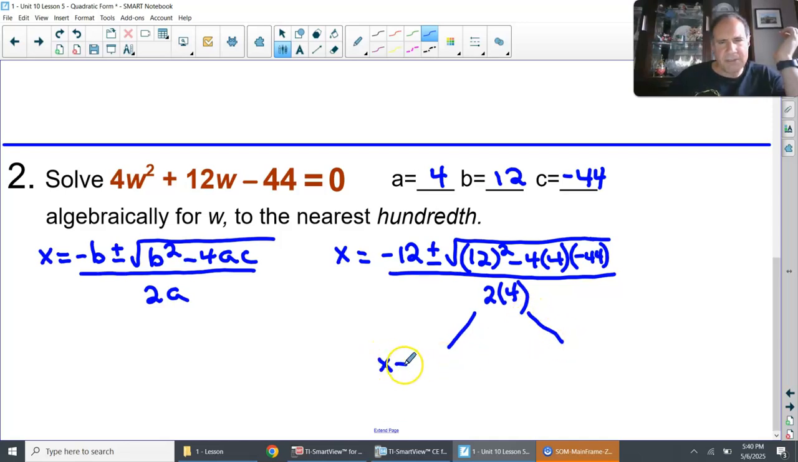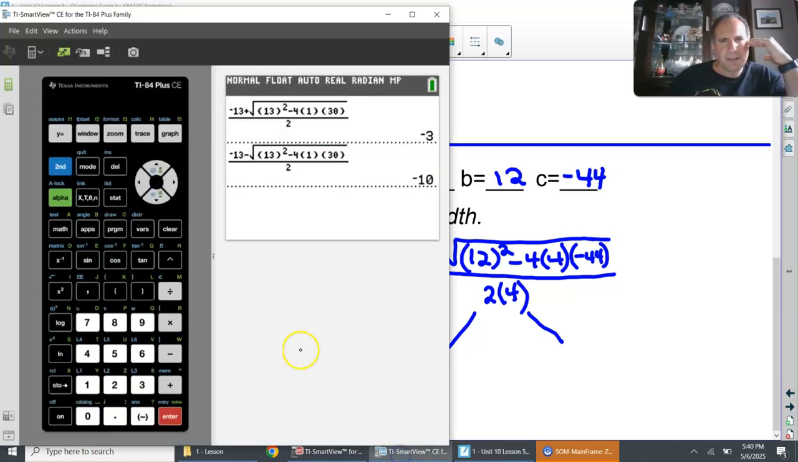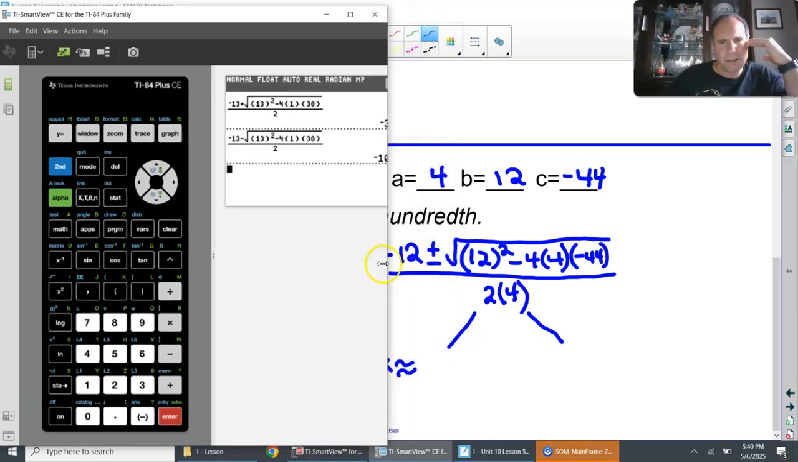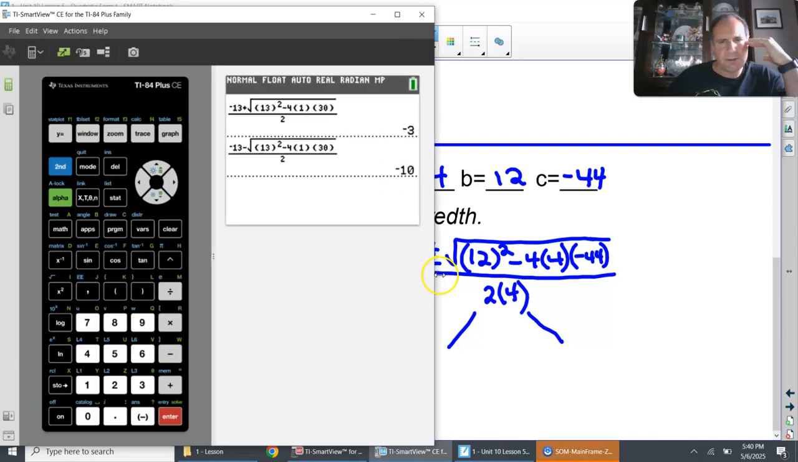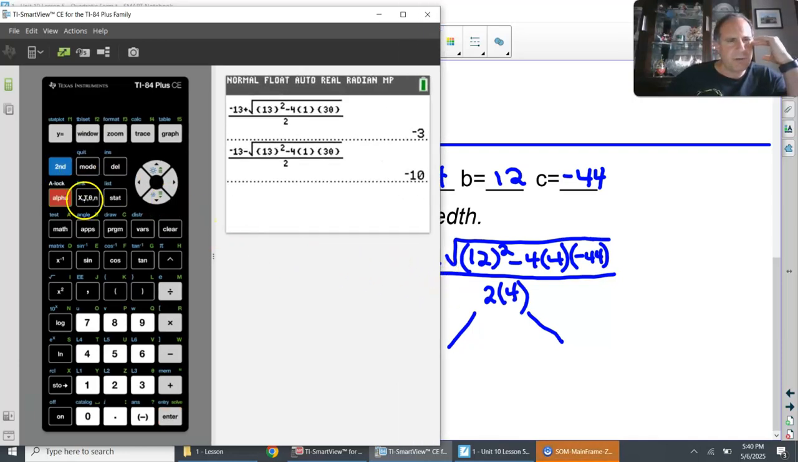Now it says round to the nearest hundredth. So that means I am going to set this up, and this is a rounding question. So we're going to put the squiggly equal sign, and we're just going to roll through here. This is negative 12 plus or minus. So we're going to put alpha x, negative 12. We're going to do the plus side first. The square root, the 12 squared.